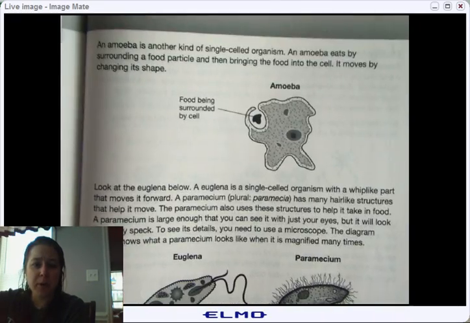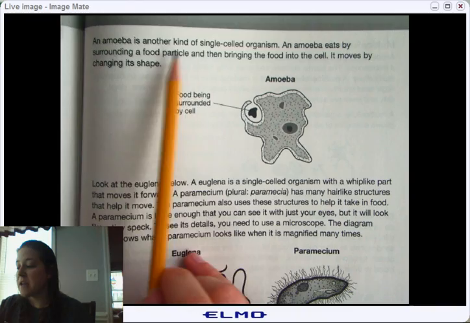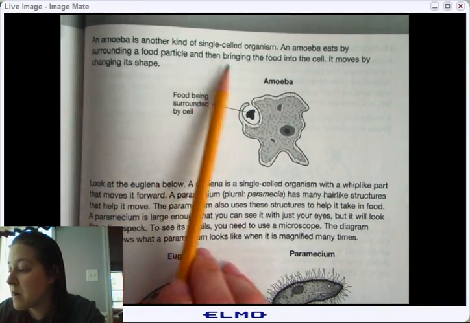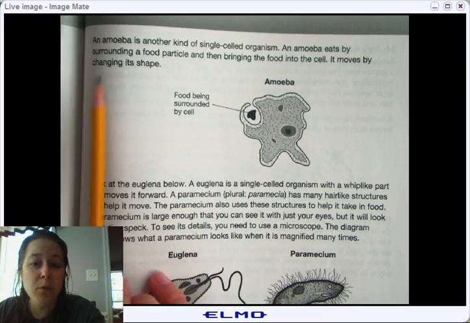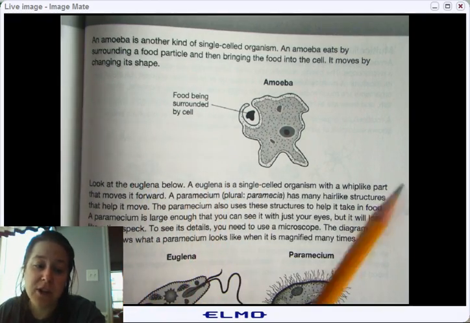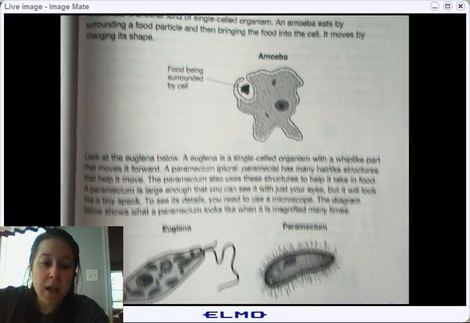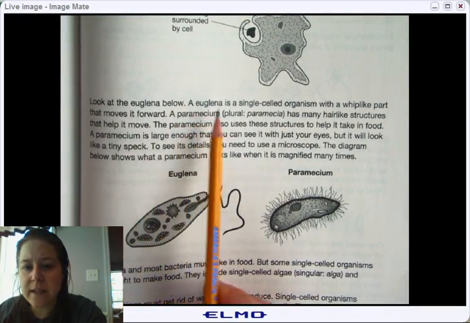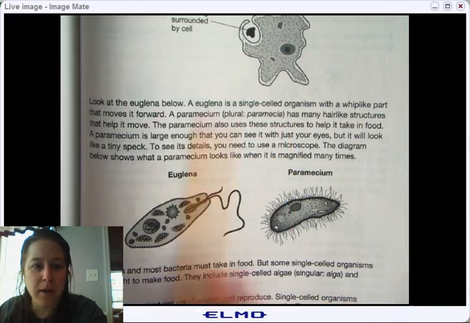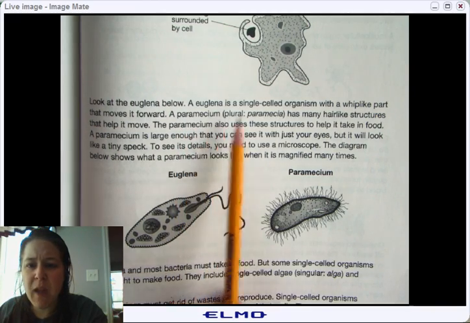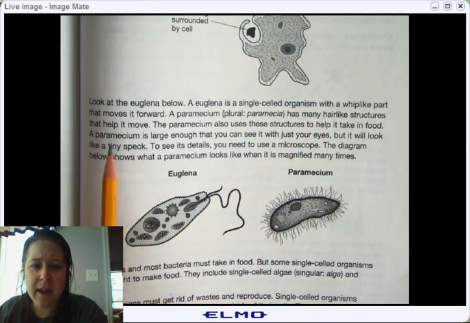So now we're on page 89. So if you want to follow along, you're more than welcome to. An amoeba is another kind of single-cell organism. An amoeba eats by surrounding a food particle and then bringing the food into the cell. It moves by changing its shape. Okay, so like it grabs it, so it has to change its shape in order to do that. Look at the euglena below. The euglena is a single-cell organism with a whip-like part that moves it forward. A paramecium has many hair-like structures that help it move.